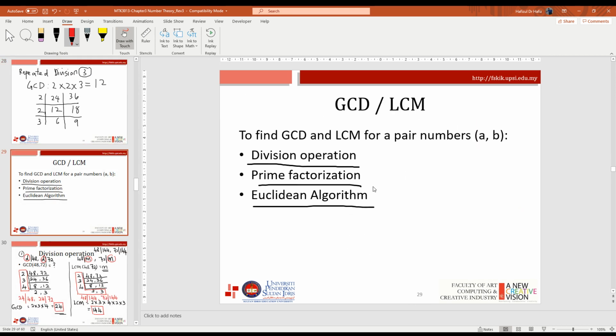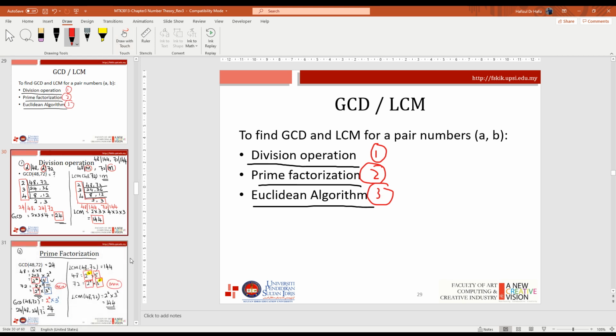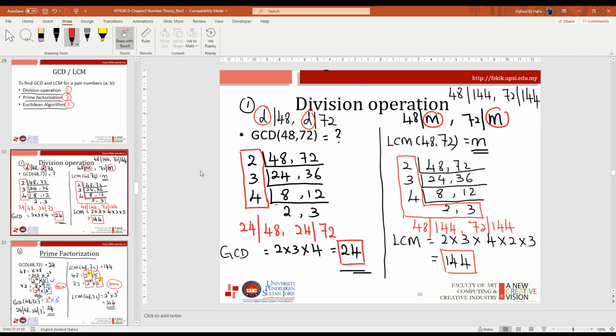Okay. This one, number one is division operation. Two is prime factorization, and then number three is Euclidean algorithm. Okay, and then for division operation, please be reminded D for the divisor and M for the LCM.